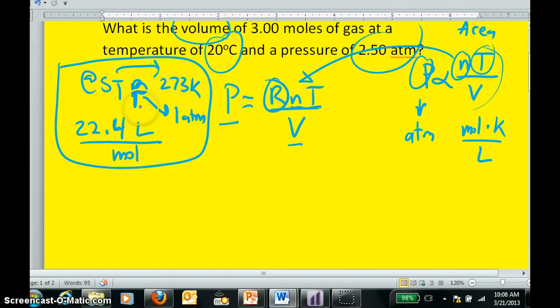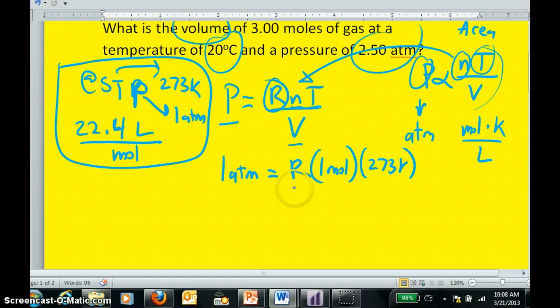Because if we talk about molar volume at standard pressure, the pressure is 1 atmosphere. If we talk about molar volume, we're talking about 1 mole of the gas. And if we're talking about molar volume at standard temperature, we're talking about a temperature of 273 kelvins. And of course, if we're talking about molar volume, we're talking about a volume of 22.4 liters. So with everything filled in, I could isolate R by a little bit of algebra and find out what its value is.